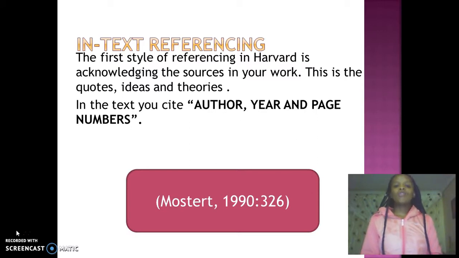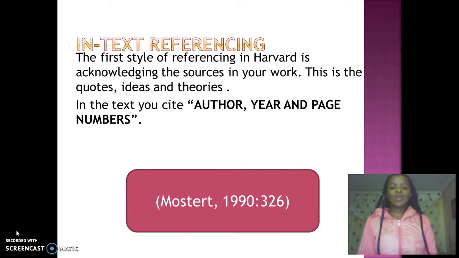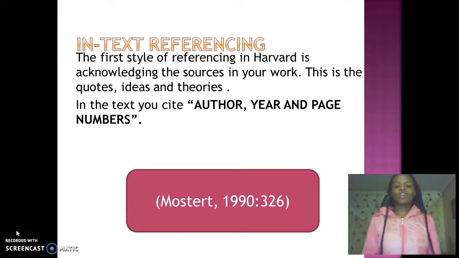So in-text referencing, this is the first style of referencing in Harvard. It is the acknowledgement of sources in your work. These are the quotes, ideas, and theories. Basically, you're acknowledging the sources within the text. You are saying you got this paragraph, this sentence, from this author. So in in-text referencing, you include the author, the year, and the page numbers.